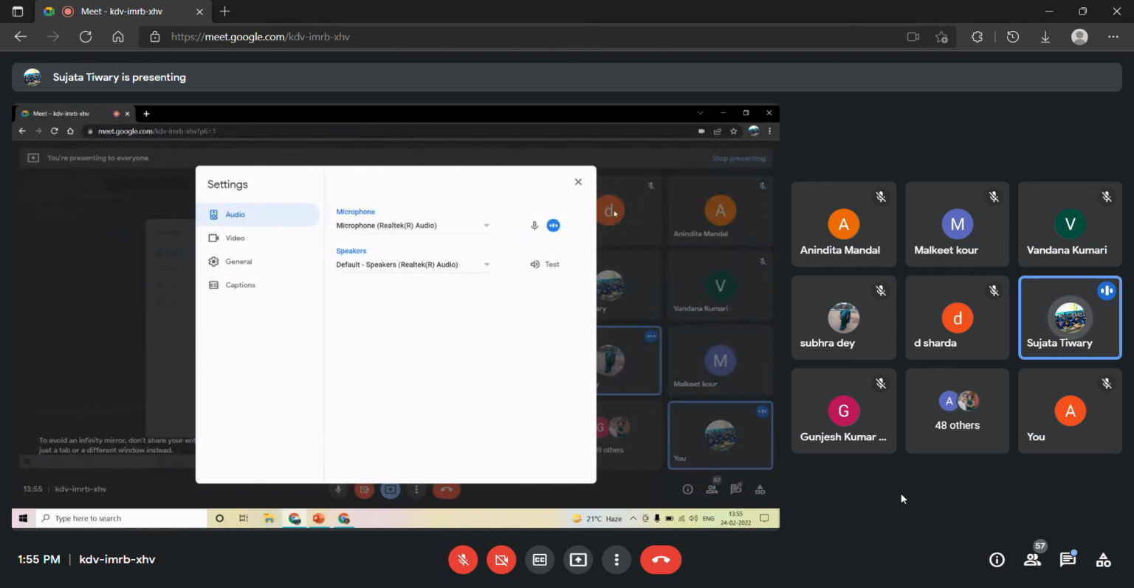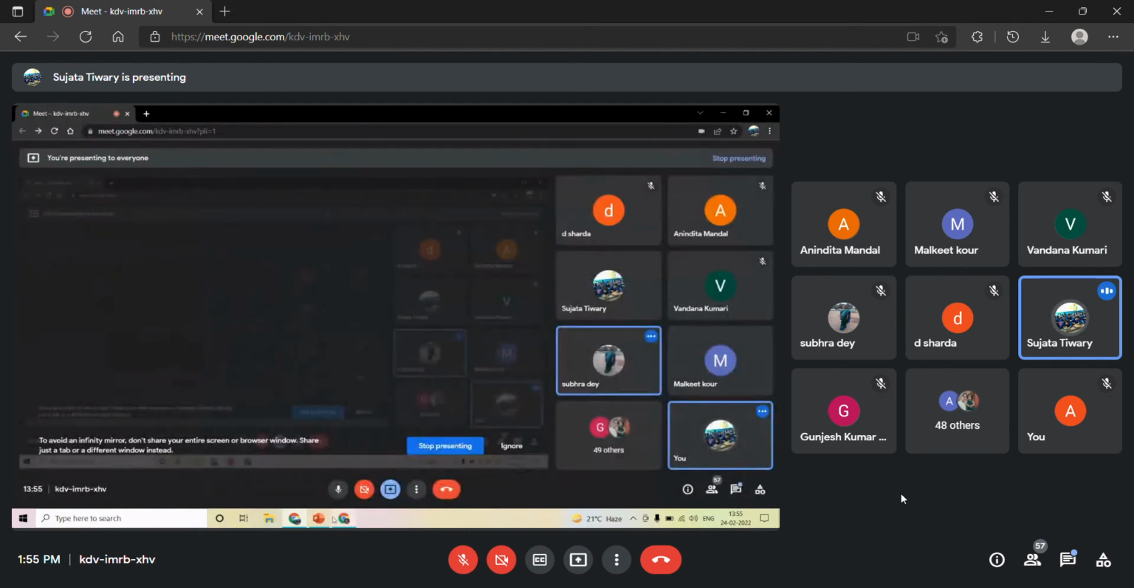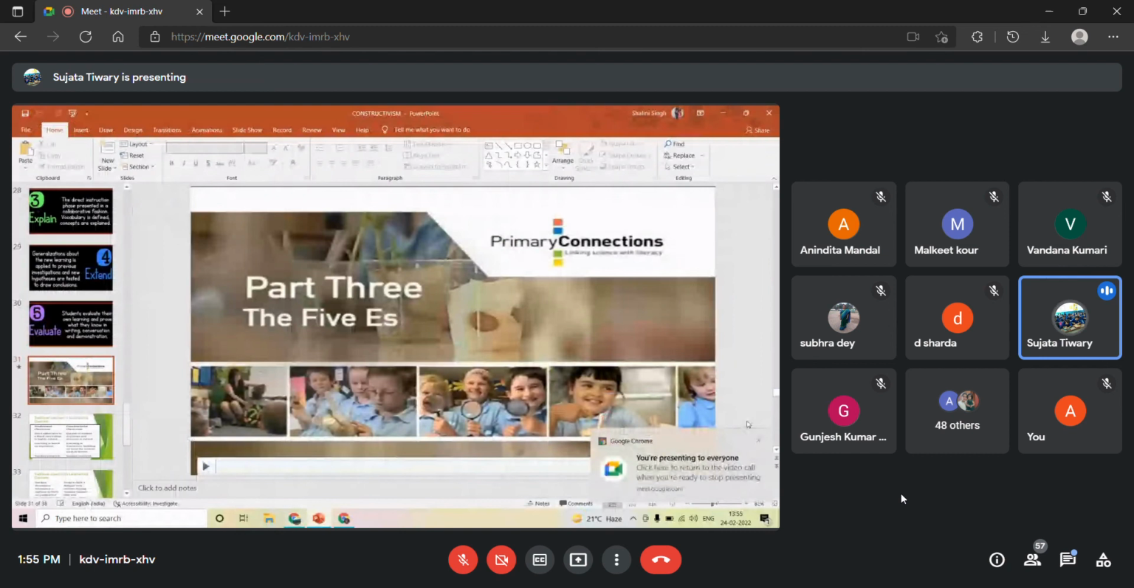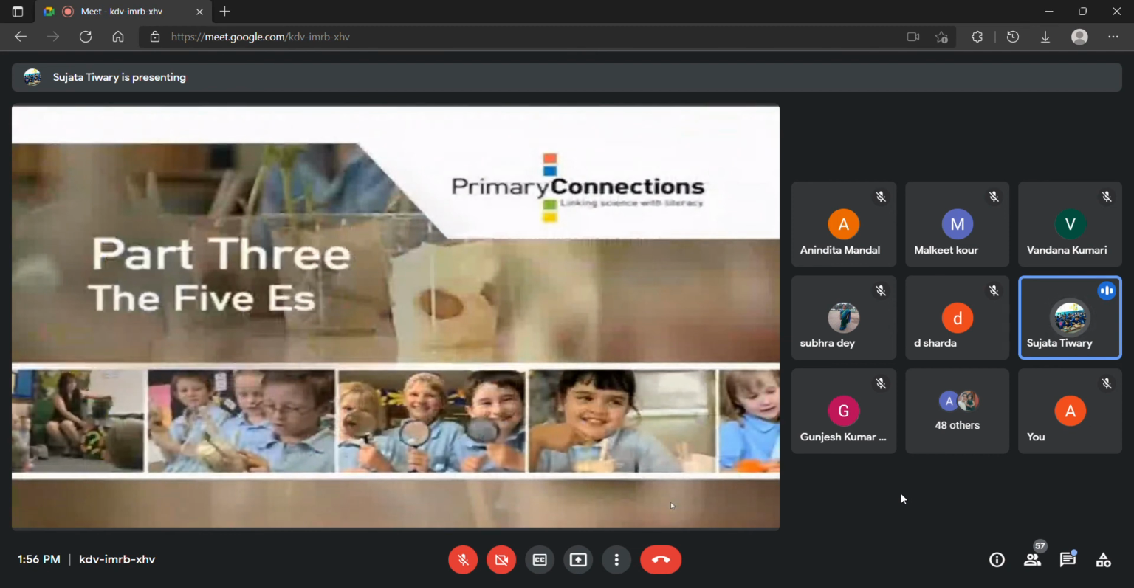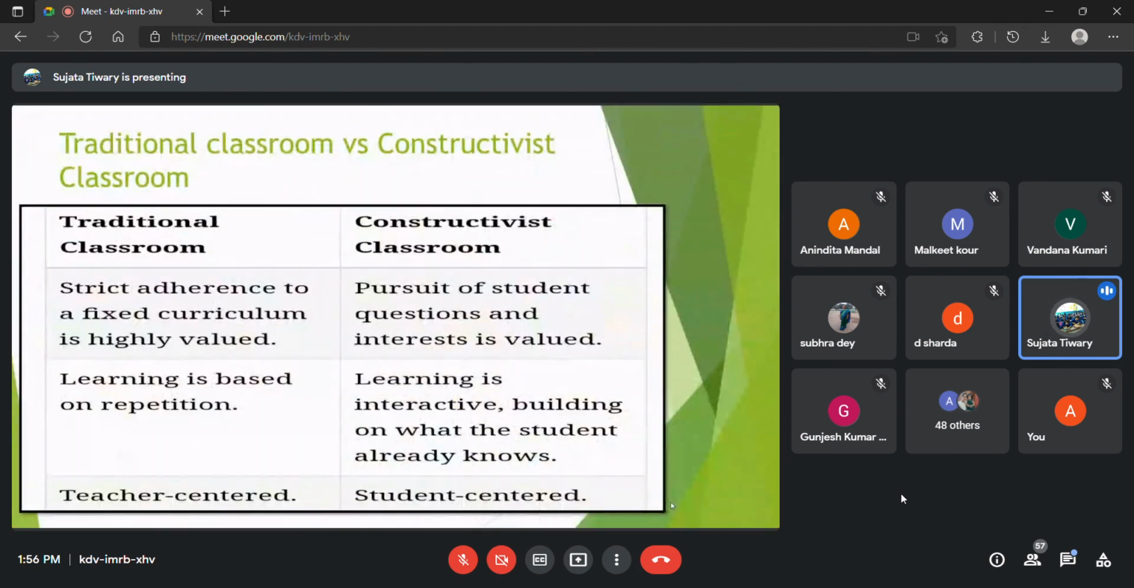So just as we have seen in the video, the germination of seed, the teachers have engaged, the 5E is engaged, and the children, how they are engaged, they explain it and evaluate it. Now we'll see the traditional classroom versus constructivist classroom.